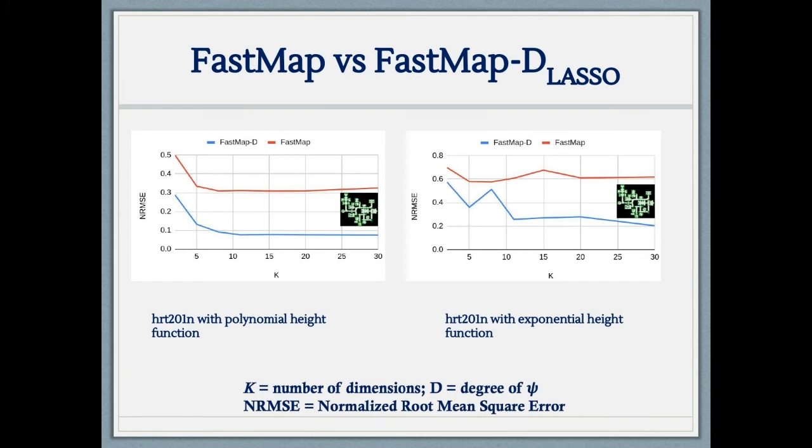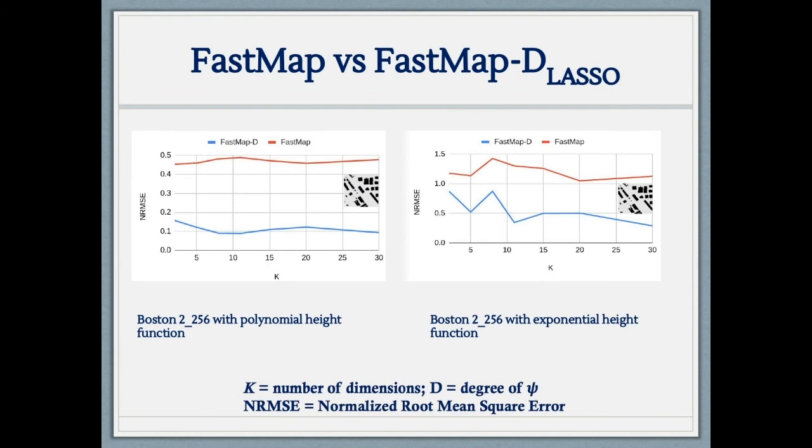Now in this map, for the polynomial height function on the left, you can see that FastMapD performs significantly better than the FastMap algorithm, which only embeds the average distance. The last coordinate, when used for the potential field, is much more powerful in representing directed graph distances than using it to represent more of the average distance between nodes. For the exponential height function on the right, we see a similar trend, but the normalized root mean square error is not quite as low for the same settings. The more asymmetrical and complex a graph's distances are, the harder it would be to capture these distances.